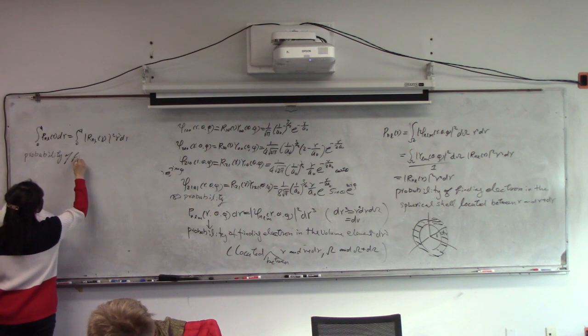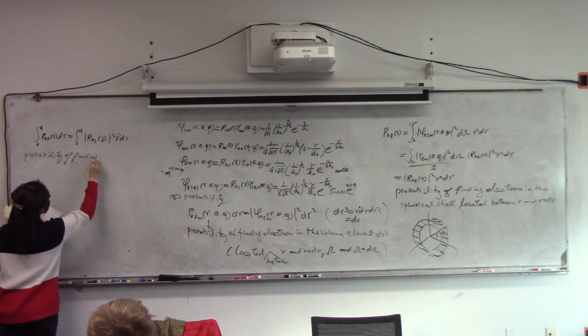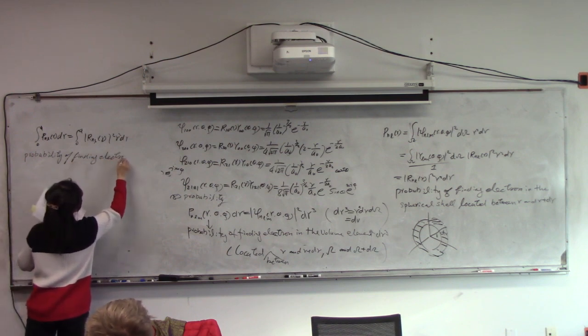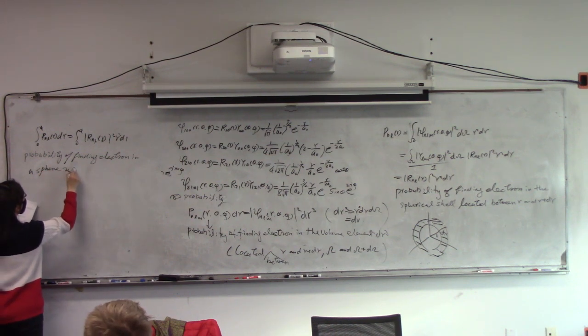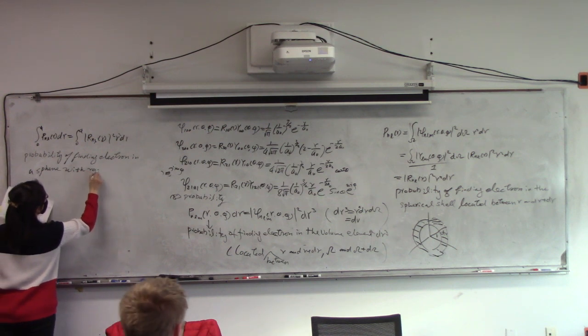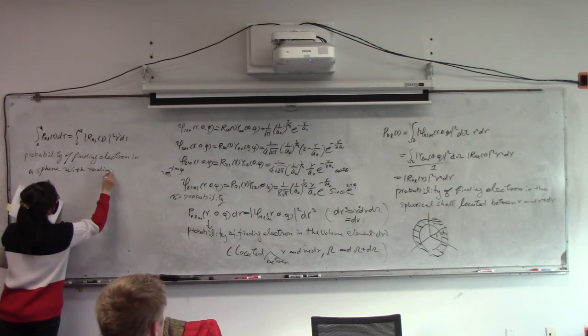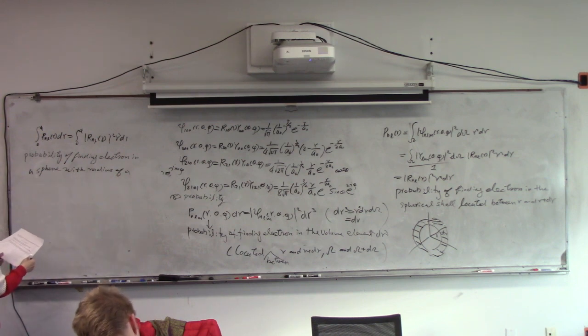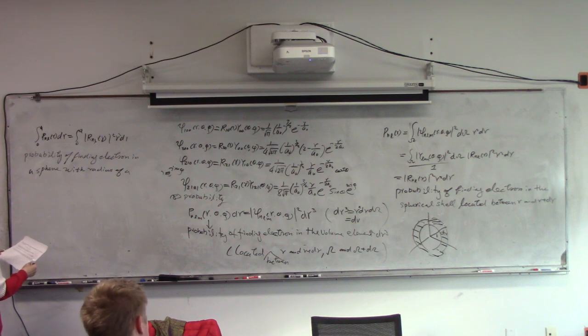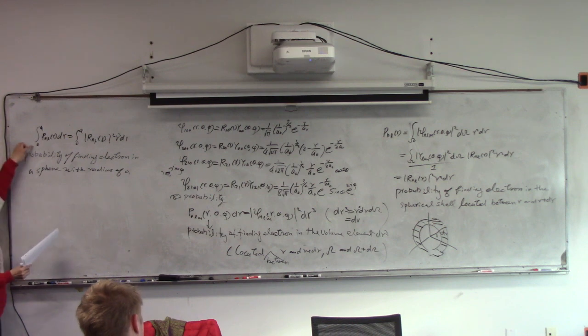So that is the probability of finding the electron in a sphere with the radius of a, right? That makes sense? So that's different from if I integrate over a shell.